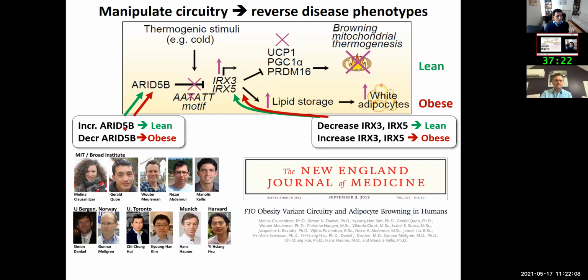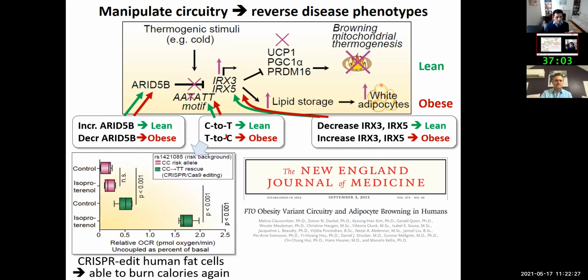So in our paper, we basically showed that increasing or decreasing either of the two target genes can switch back and forth between lean and obese individuals. Increasing or decreasing the upstream regulator can also serve as a switch. And even the CRISPR-Cas9 genome editing of a C to T or a T to C can switch back and forth between lean and obese phenotypes.